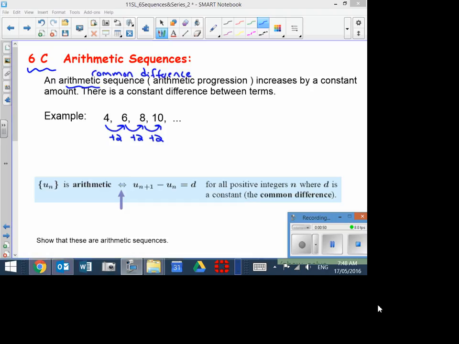So we could say, all right, well, the difference between 10 and 8 is 2. And the difference from 8 to 6 is 2, and that's already enough to prove, but let's go ahead and do one more. 6 to 4 is 2. So we have a common difference, and we'll call that d is equal to 2.